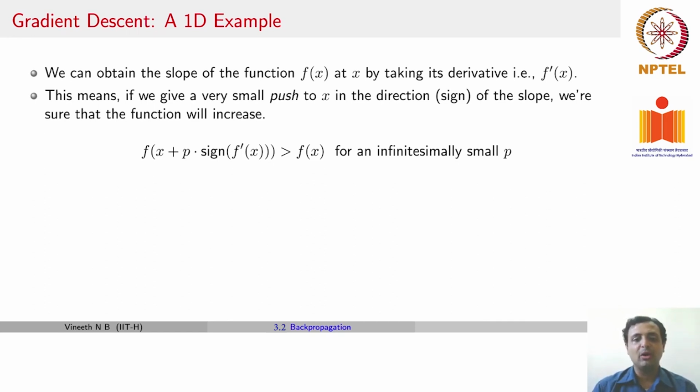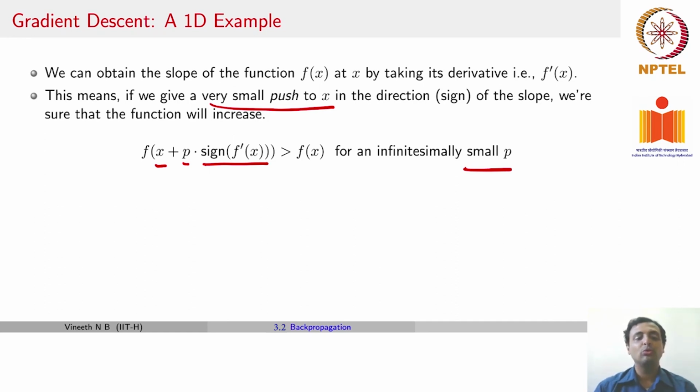Now, if you give a very small push to x in the direction of the slope, the function will increase. What we mean is, you have x, you have a small step times the sign of f prime of x, which means we take the sign of the gradient, and whatever the direction be, in that direction you take a small step forward.